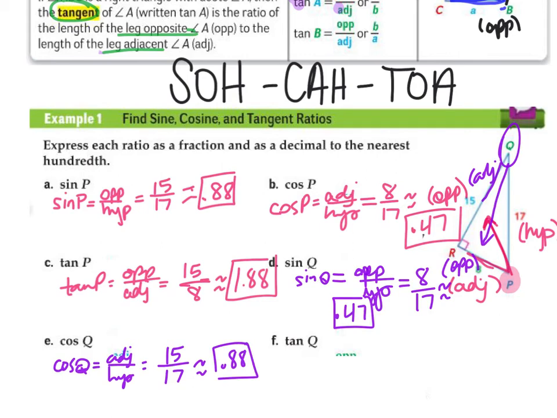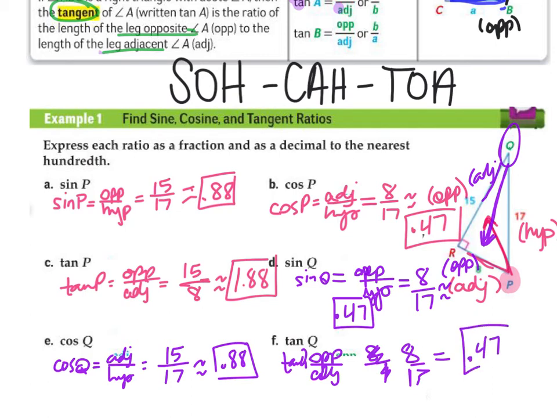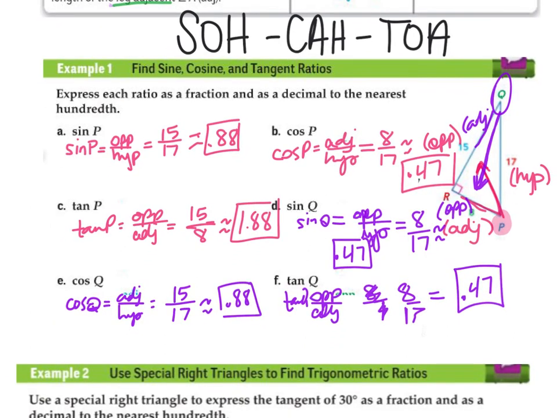And then last but not least, the tangent of Q, we're going to go opposite over adjacent, or 8 over 17. Oh my goodness, 8 over 17. There we go. My iPad is just messing up. So 8 over 17 as a decimal is going to be about 0.47. And that is how we find the trigonometric ratios.